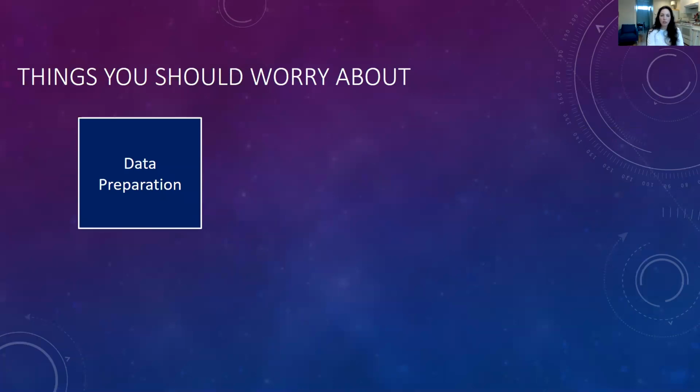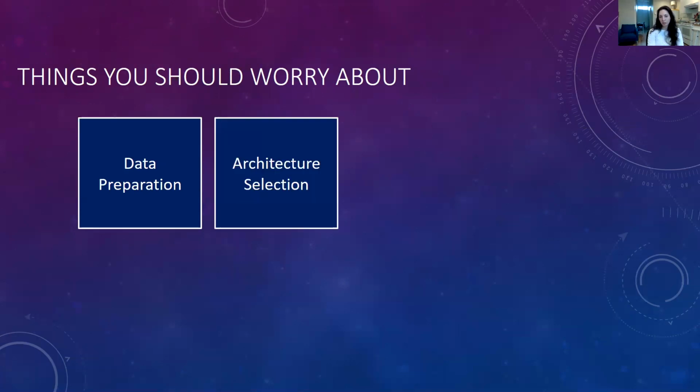So the last part of this presentation is really things that you should worry about. When you choose to implement machine learning in your product, there are some things that you need to think about in advance. The first one is data preparation. You need to make sure that you can access data and scale. You need to think about imbalanced data, about outliers in your data, missing values, label definitions, having too much data and having too little data, which are all things that we touched on.